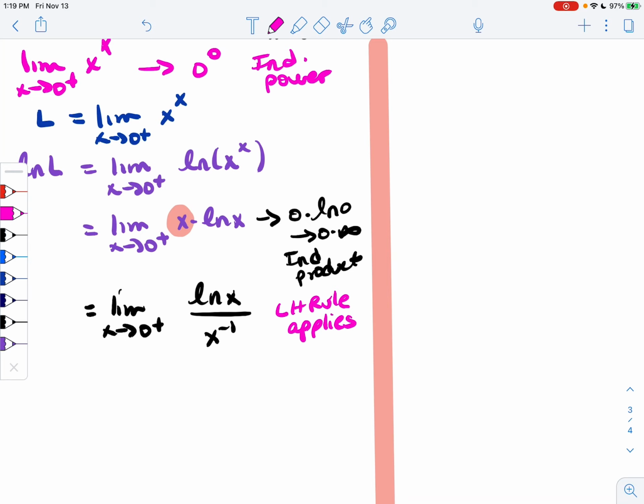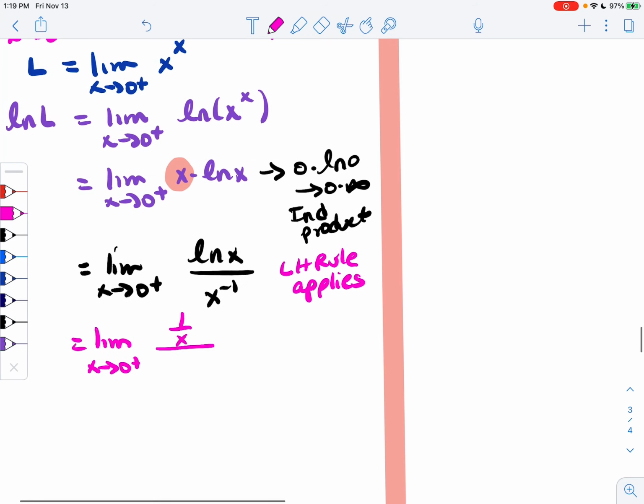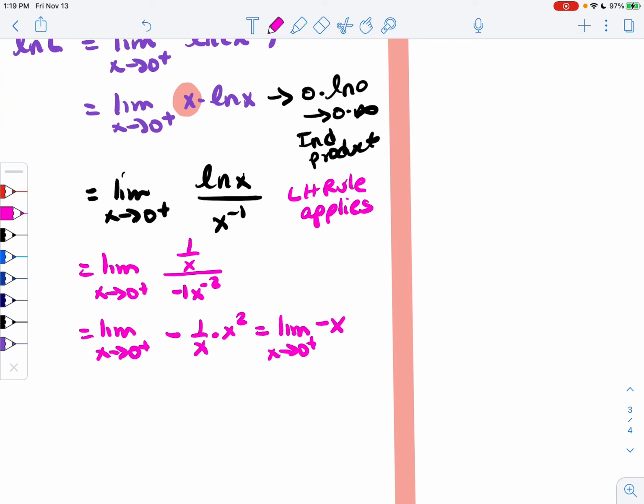All right, so if I'm going to apply L'Hopital's rule, I see that this is the limit as x goes to 0 from the right. The derivative of ln of x is 1 over x, and the derivative of x to the minus 1 is minus 1 times x to the negative 2. I'm just going to clean things up, and if I put the negative on the outside and bring the negative exponent upstairs, I end up with the limit as x goes to 0 from the right of just negative x, right? And calculating that limit, I see that that is going to 0, all right?